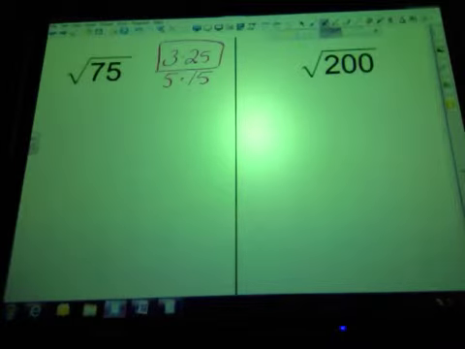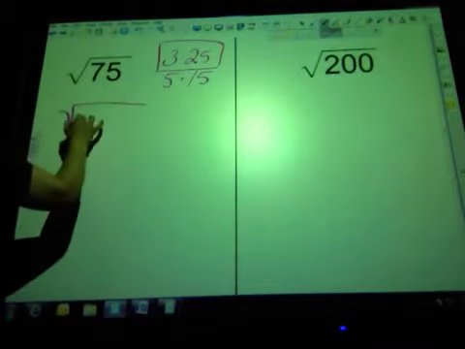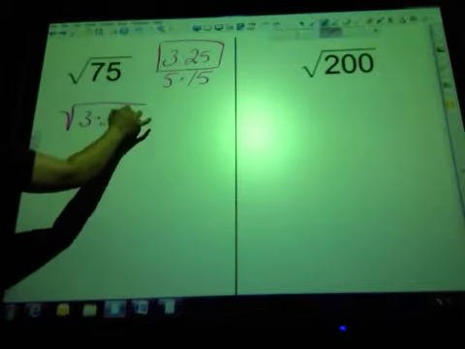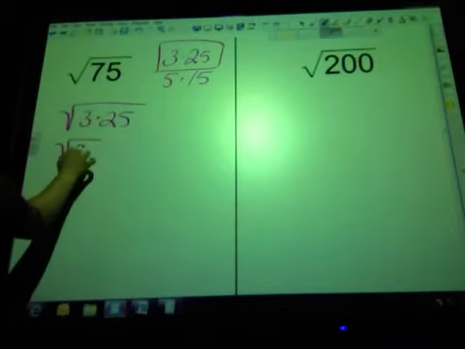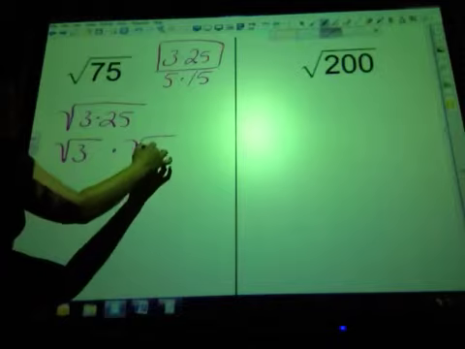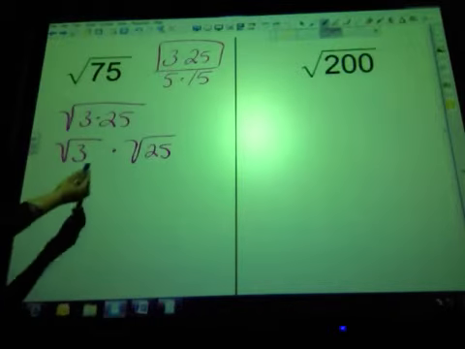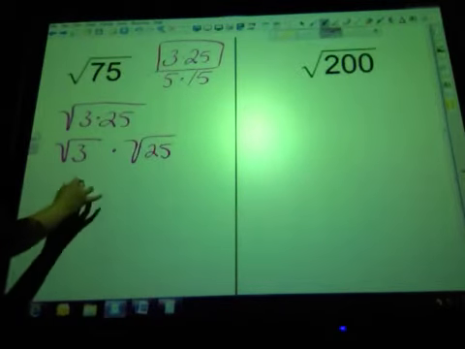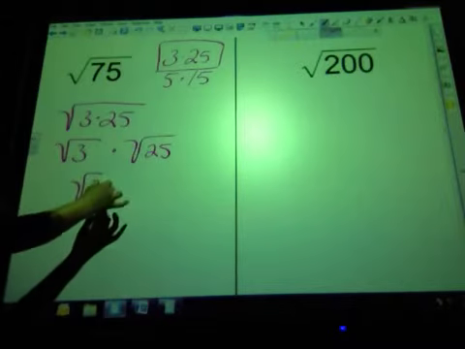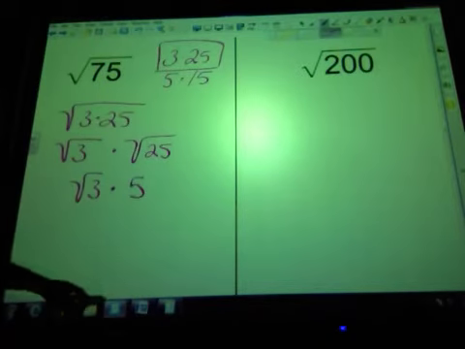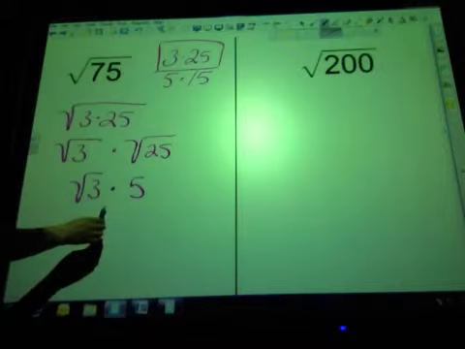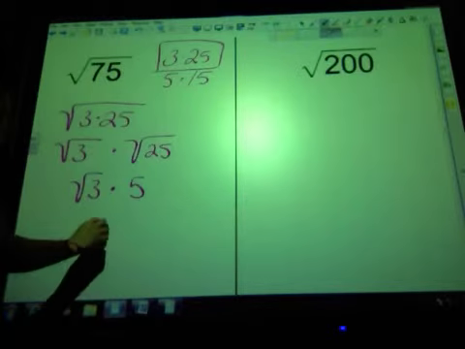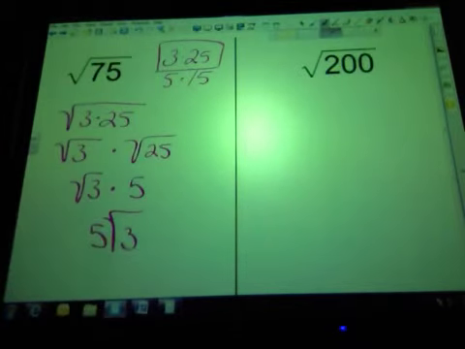Yep, 25 is a square number. So underneath here, I'm going to do 3 times 25 instead of 75. Break that apart into square root of 3 times square root of 25. Square root of 3, can't do it, so I just leave it as square root of 3. Square root of 25 is 5. 5 times 5 is 25. So this is as simple as I can get it, but I have to rewrite it with a 5 first, and then times the square root of 3.